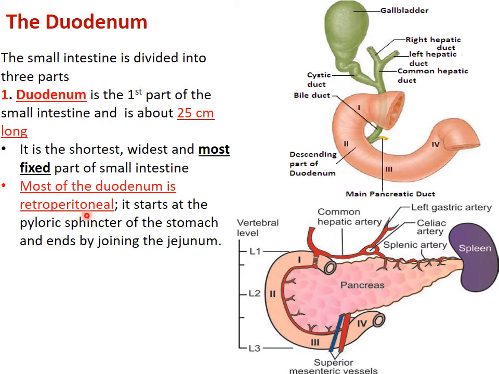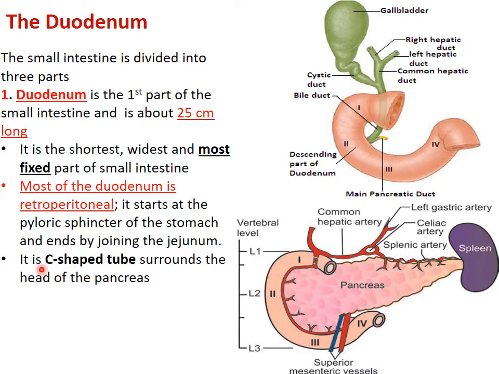Most of the duodenum is retroperitoneal. Retroperitoneal means behind the peritoneum, so it is not fully enveloped by the peritoneum. It starts at the pyloric sphincter of the stomach and ends by joining the jejunum. So this is the duodenum, this is the lower part, the pyloric antrum of the stomach, and the pyloric sphincter is here. From here onward, this is the first part of the duodenum, then the second part, third part, and fourth part, and this kinking is the start of the jejunum, right? So there are four parts of the duodenum.